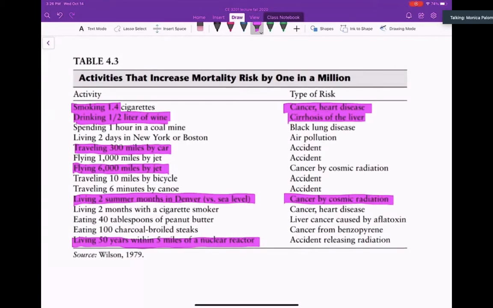So again, why am I showing you this? I just want to make the point that there are risks in life. Everything that we do is going to have a risk, even living in LA. In the example, they talk about Boston and New York, but we can also add LA.